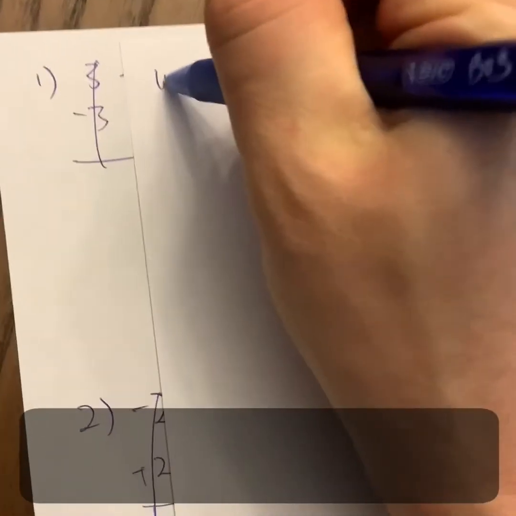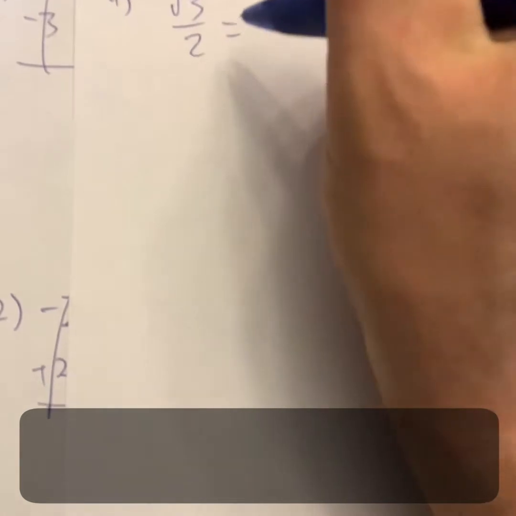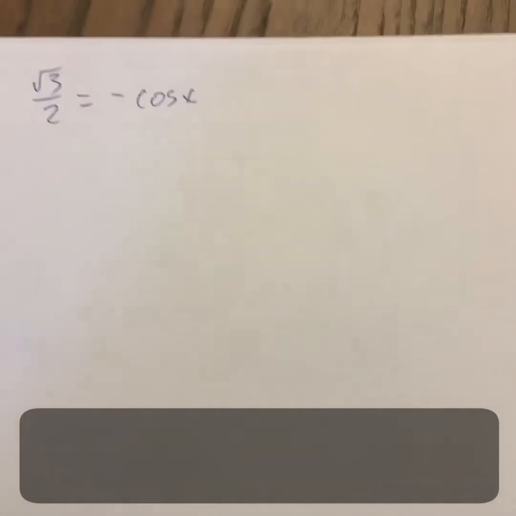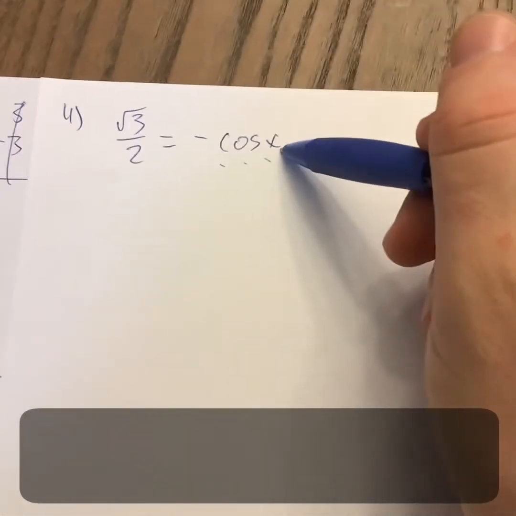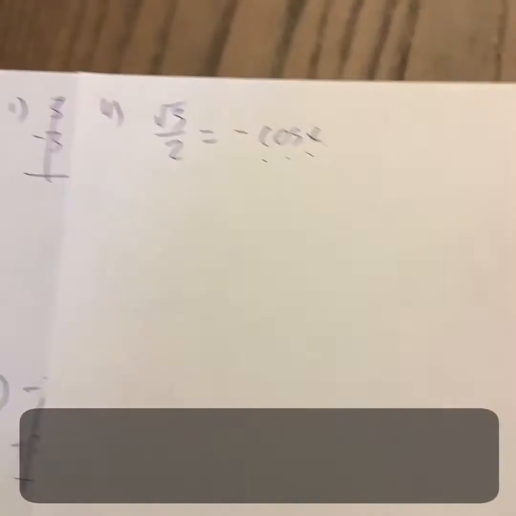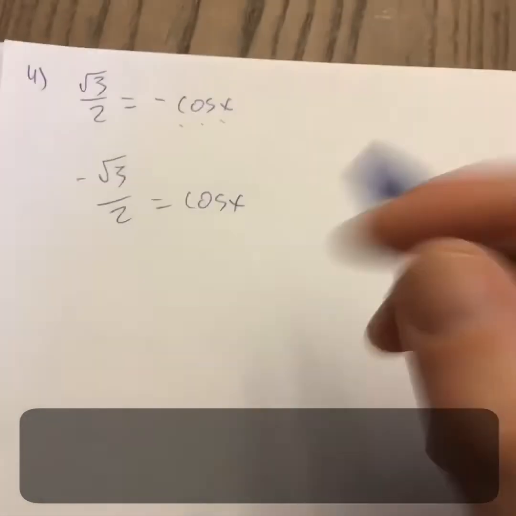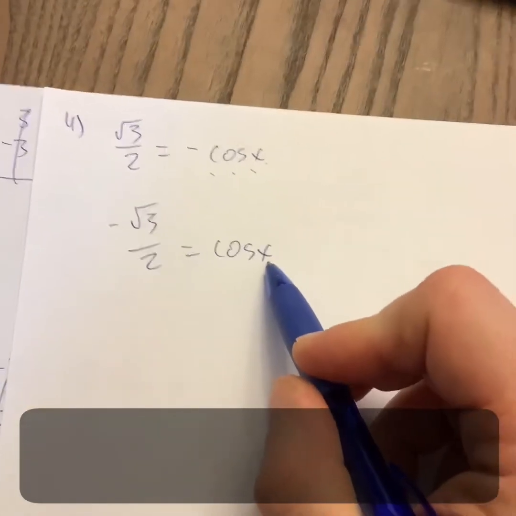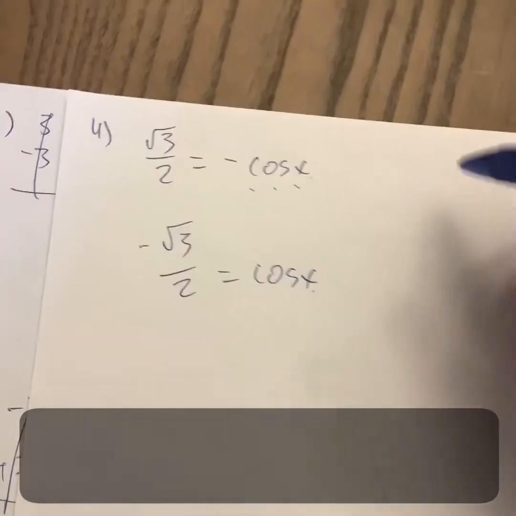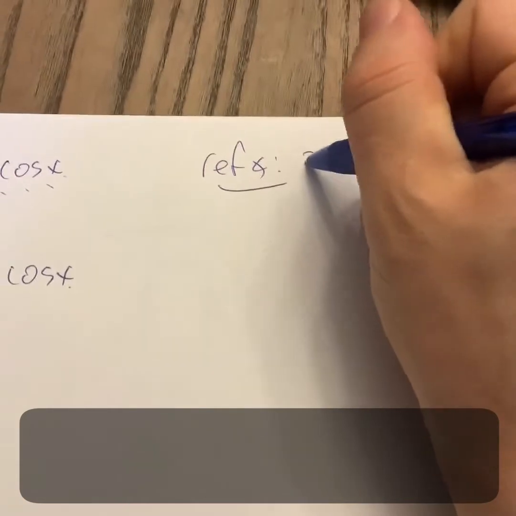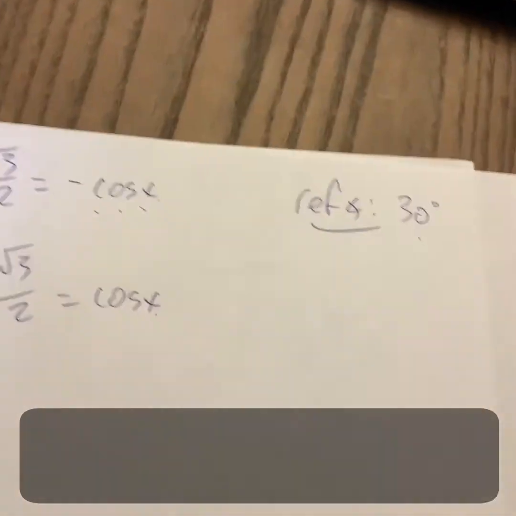All right. Our fourth question was radical 3 over 2 is equal to negative cosine of x. So we just have to get cosine of x by itself. Right now we have negative cosine of x. So if we divide both sides by -1, we get negative radical 3 over 2 is equal to positive cosine of x. And we say, all right, what are all the angles from 0 to 360 that have a cosine that's negative radical 3 over 2? You look at your chart, and the reference angle is going to be 30 degrees because the cosine of 30 is equal to positive radical 3 over 2.